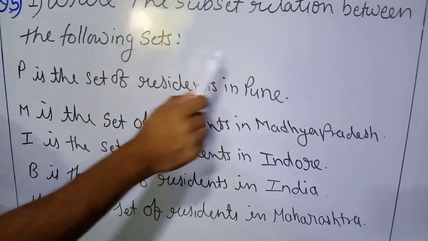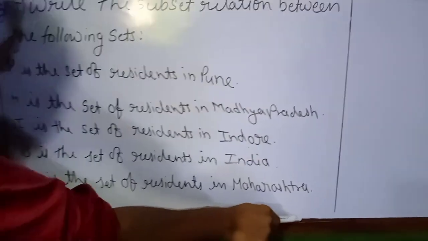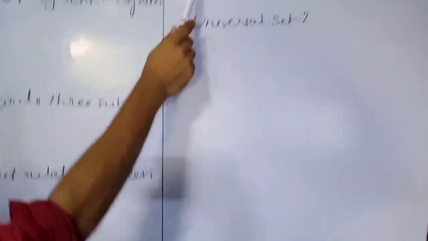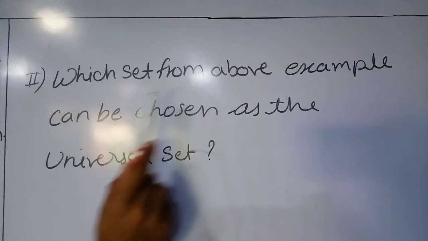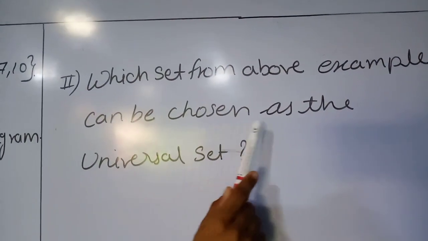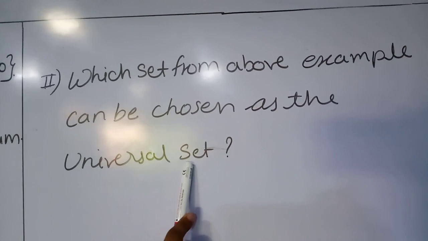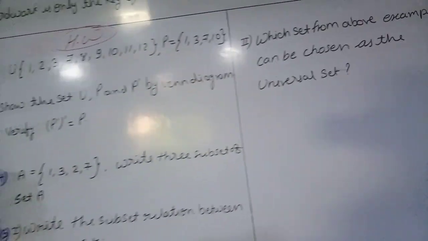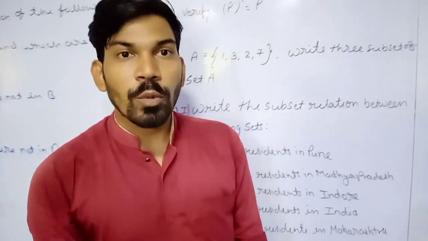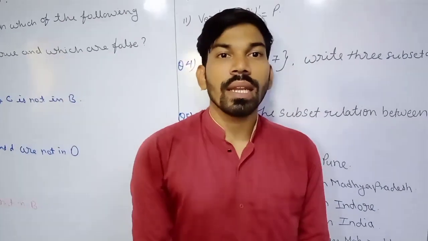In sub question 1 we have to show the relation between these sets, and in sub question 2, which set from the above example can be chosen as the universal set? Meaning, out of these 5, which can be the universal set. We have to continue the next subtopic in the next video.